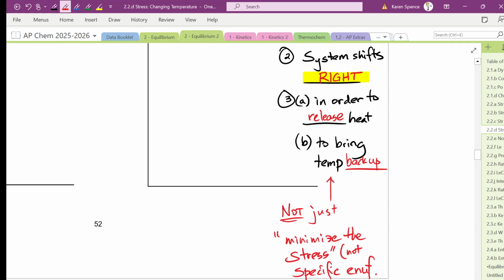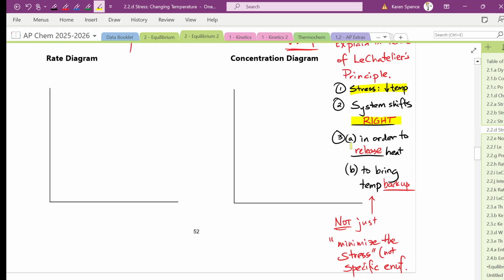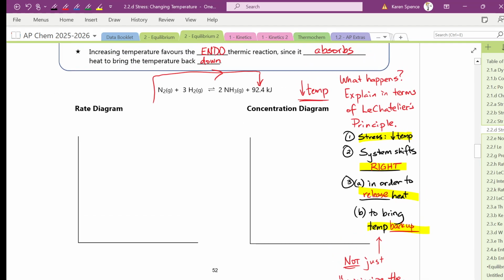If you were dealing with concentration, you would say it shifts to whatever direction to make more substance X in order to bring the concentration back up, or something like that. If you were talking about pressure, you would say it shifts to this side because that makes more gas molecules, which will bring the pressure back up. So there's kind of four components to any Le Chatelier's answer there. Try to draw the rate and concentration diagrams yourself.